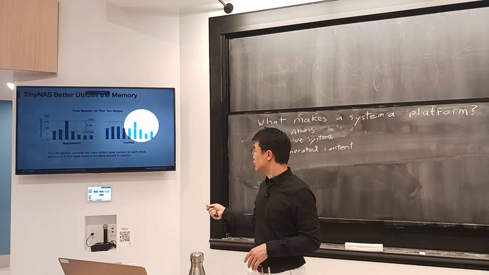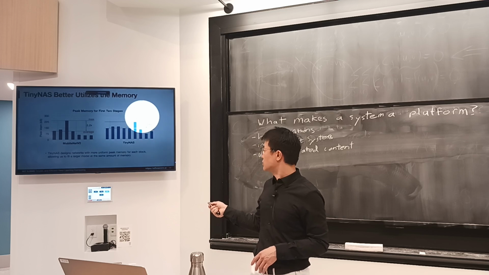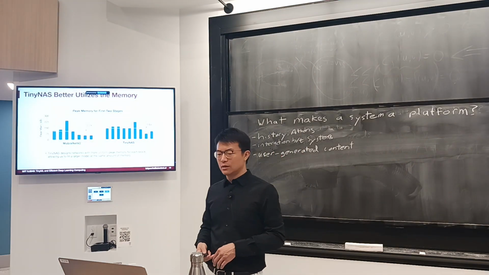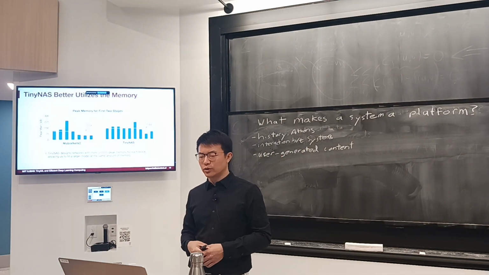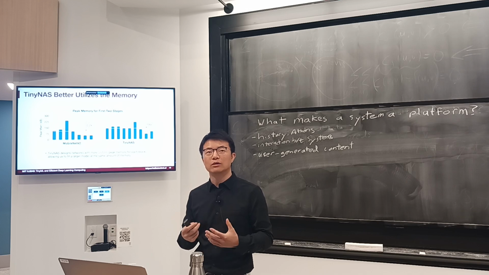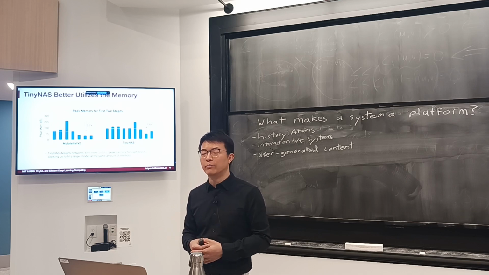Well, the TinyNAS searched model has a smaller gap between the max and average. It's more balanced, versus there is a very big peak. So TinyNAS can design networks with more uniform peak memory distribution for each block, allowing us to fit a larger model in the same amount of memory.